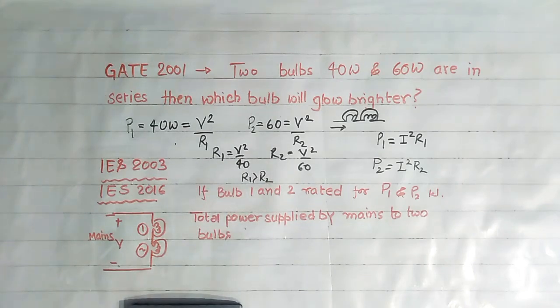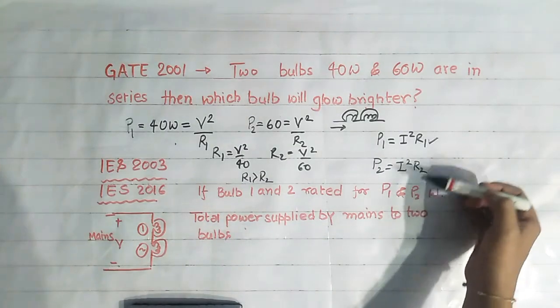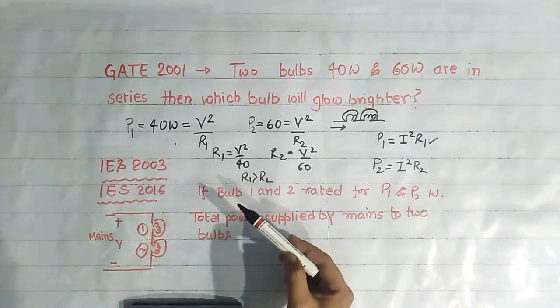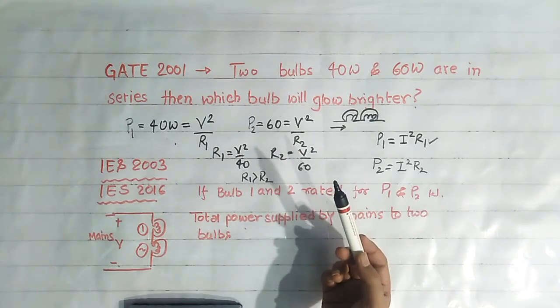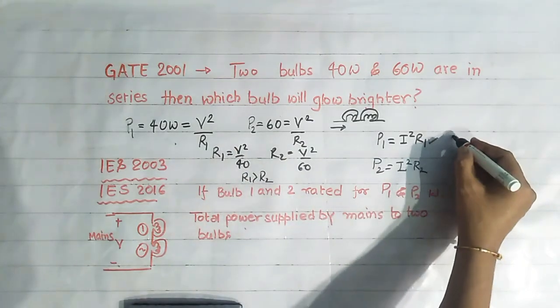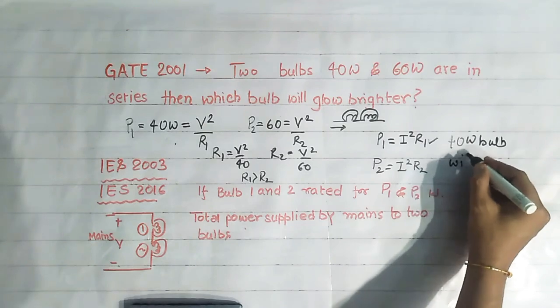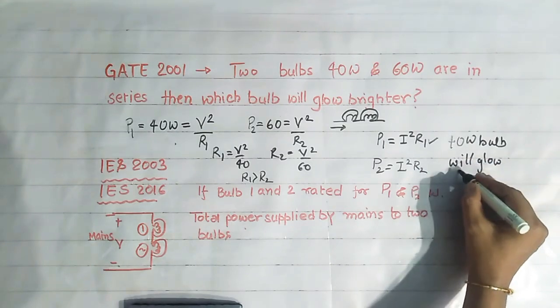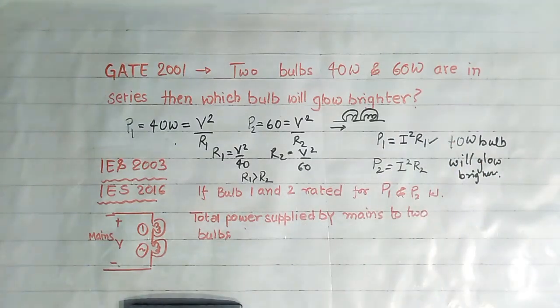So in this case, the power will be more in case of R1, I square R1, because current is same. Now basis of comparison will remain resistance. The bulb which has higher resistance will glow brighter because it has more power. So bulb 1, that is of 40 watt, will glow brighter, because the resistance of this 40 watt bulb is greater than the resistance of this 60 watt bulb.